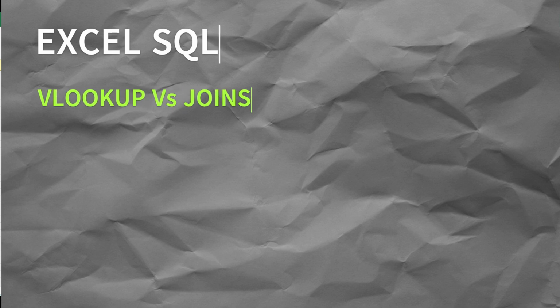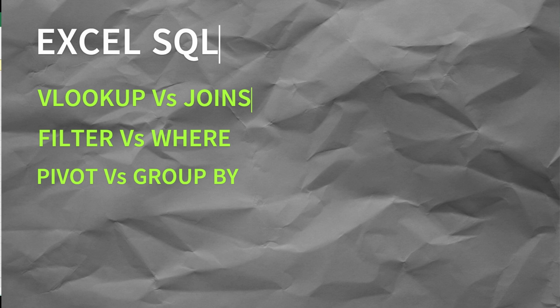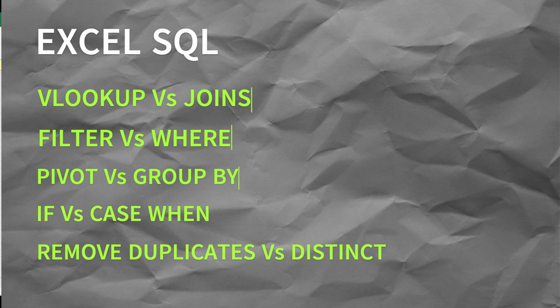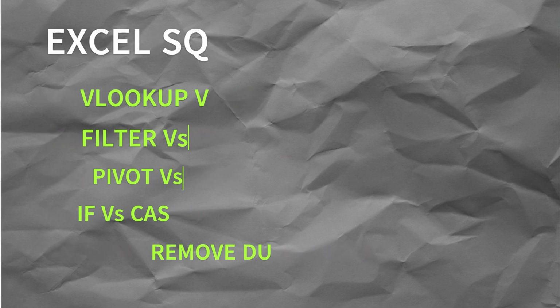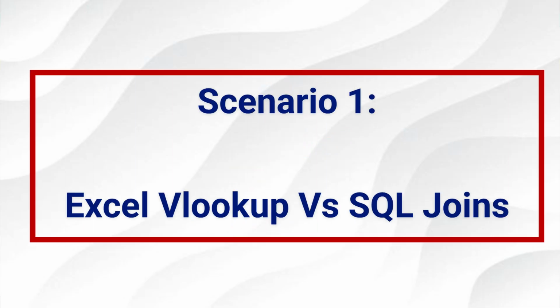In this video, we will compare VLOOKUP with join, filter with where, pivot table with group by, if with case statements, and remove duplicates with distinct. Same logic, different syntax. Let's start with the most famous function, VLOOKUP. First, we will see VLOOKUP in Excel versus joins in SQL.